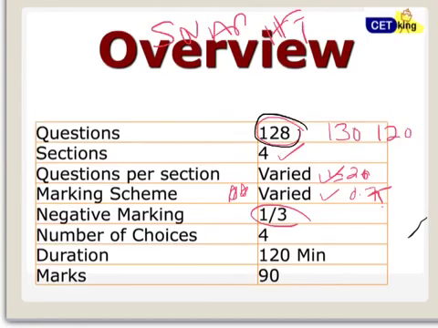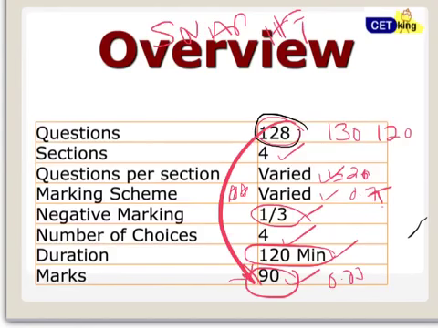Negative marking, yes, 1/3 negative marking, which is on par with CAT. Number of choices is 4. Duration is 120 minutes. That is the main key. And the total marks is 90 because some questions are 0.75, so 128 questions will come to 90 marks. Alright, so that's the overview.